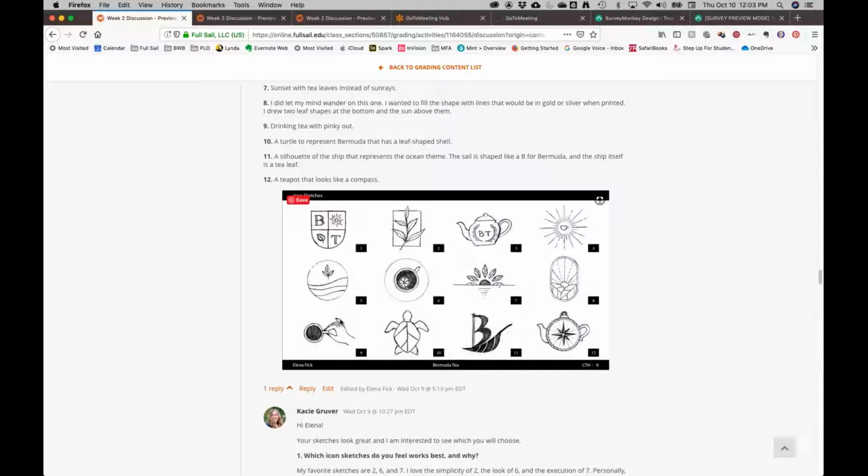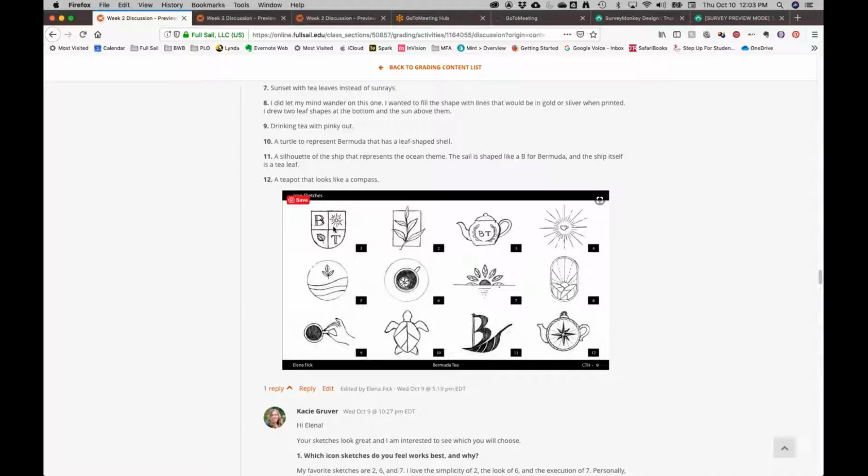Sunrise with tea leaves. Here's sunrise over tea leaves. Very elegant, pinky up, drinking the tea, very formal. A turtle, a tortoise, a sea turtle, which would sort of fit with Bermuda. Here's sort of the B for Bermuda, but it also looks kind of like a sailboat made of a tea leaf. Yes. And then a compass rose, but in a teapot. You have several good ideas here.